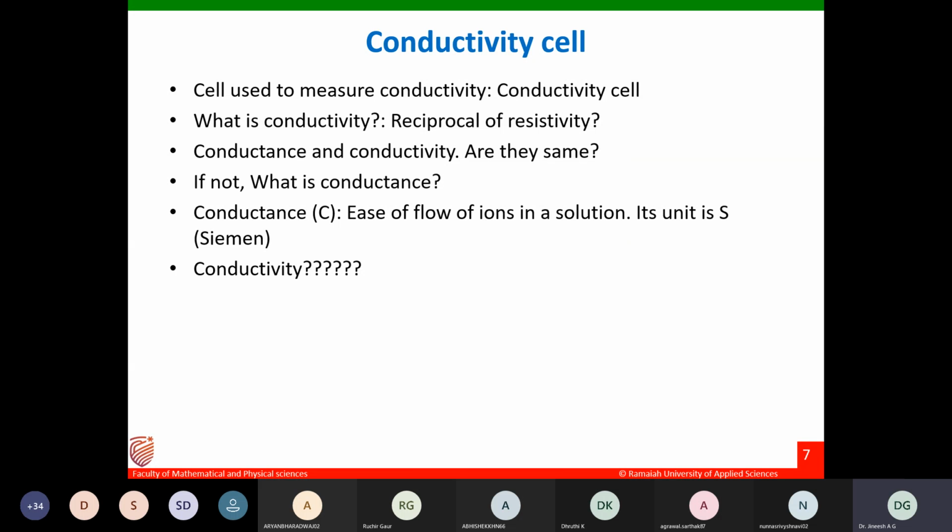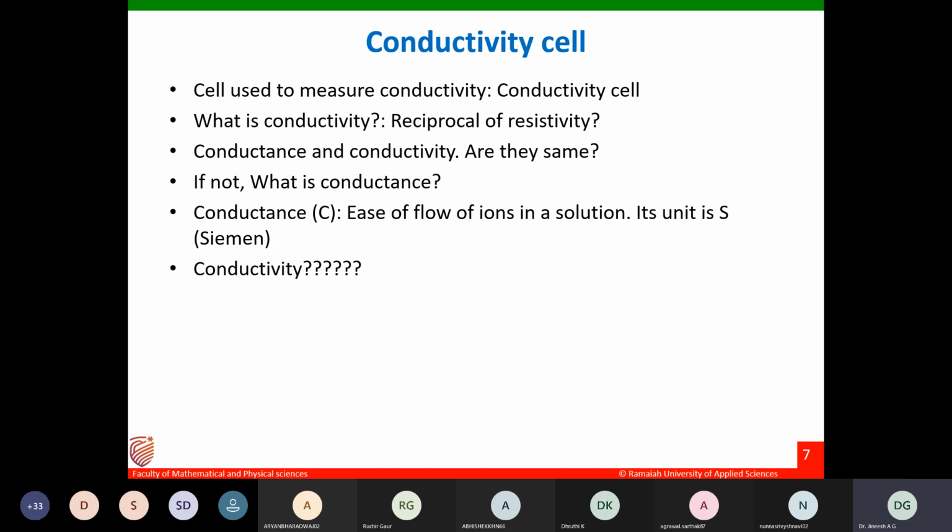This conductivity cell, what will it measure? Conductivity. Now the question: what is conductivity? How will you define conductivity? Flow of electrons? Flow of electrons is electrical current. Conductivity, all of you know that it is the reciprocal of resistivity. That you studied.